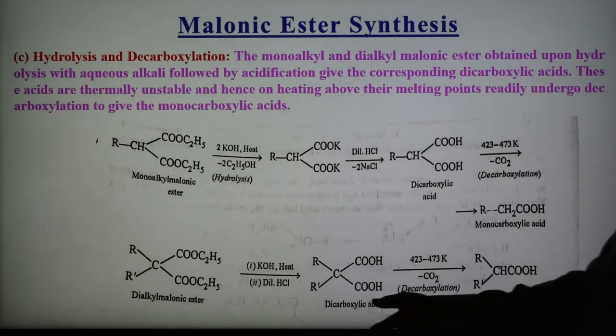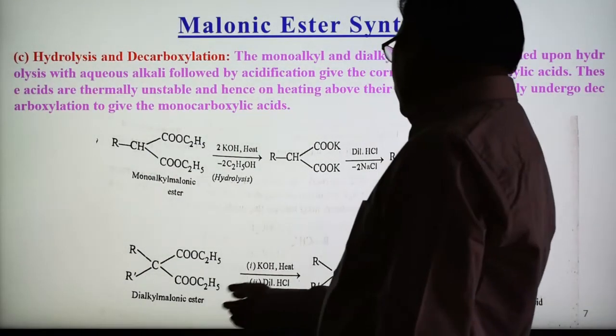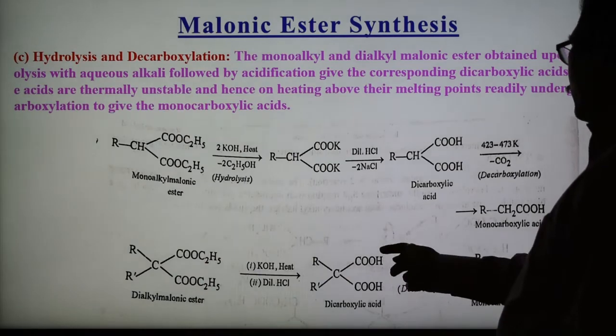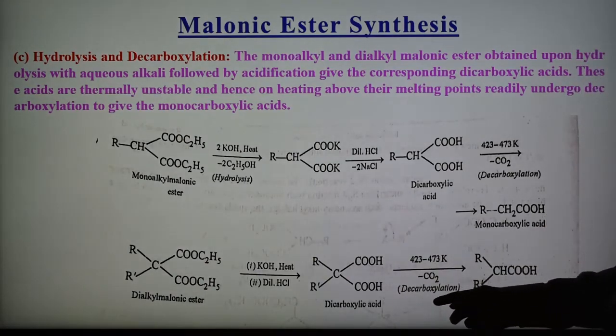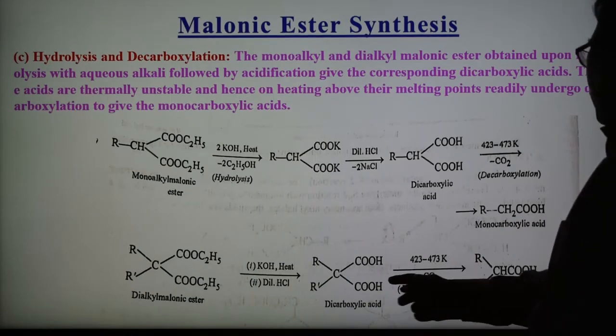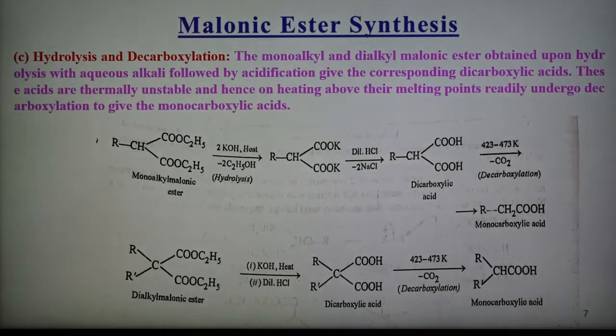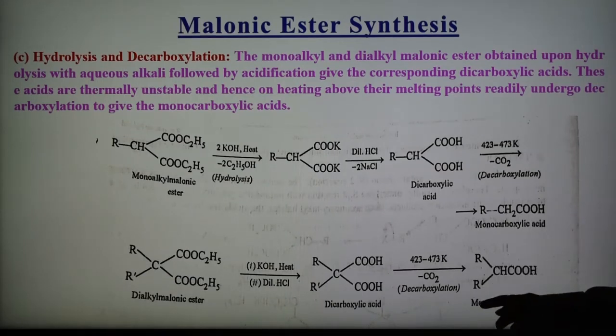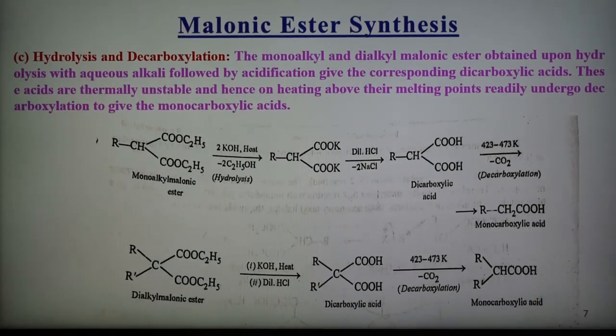In a similar way, if you take a dialkyl malonic ester and react it with hydrolysis, it forms this type of dicarboxylic acid, with COOH on both carbons. Again there is decarboxylation, and we get this monocarboxylic acid, CO2 is lost, and the dialkyl groups remain. So these are the two different types of carboxylic acids formed. In this case the dialkyl monocarboxylic acids are formed.